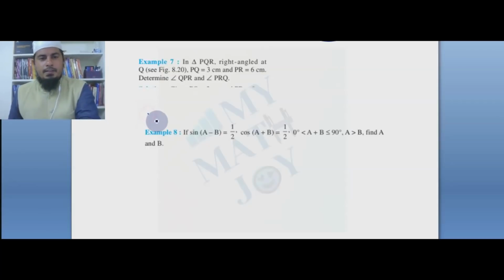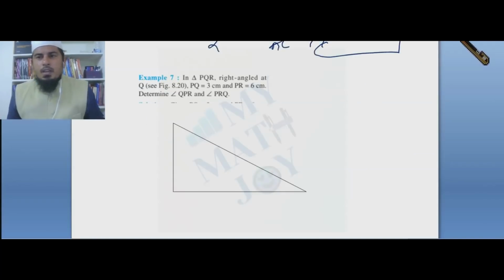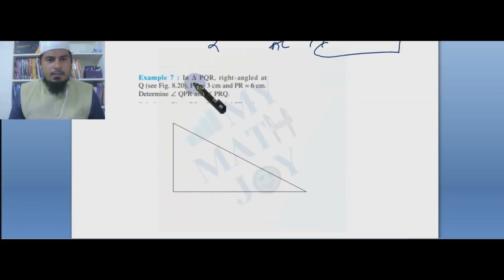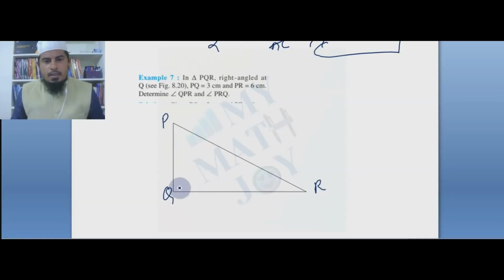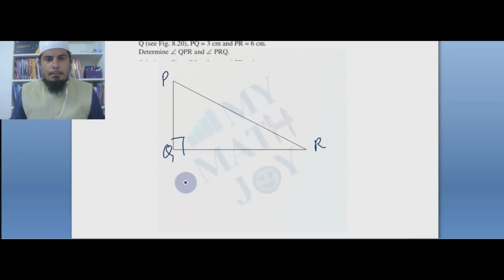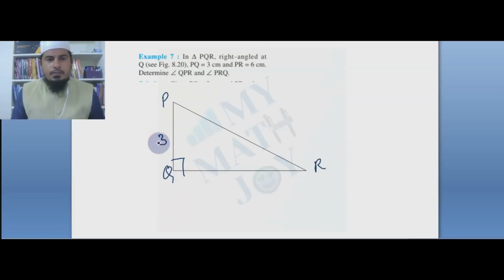Let us read the question. In a triangle PQR, I have to consider triangle PQR in front of you. The triangle is there, and he told us also right angle at Q, so it should be PQR. PQ is 3, so I should write here 3. PR is 6, so I should write 6. Determine the other angles.